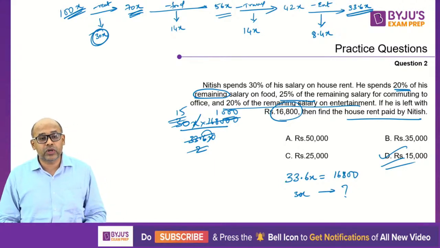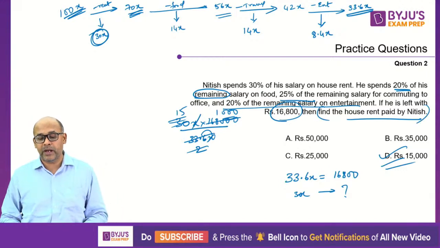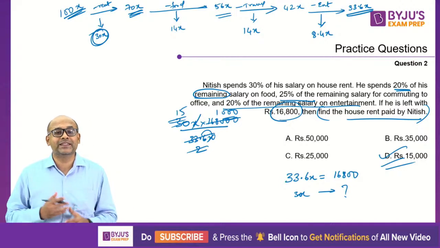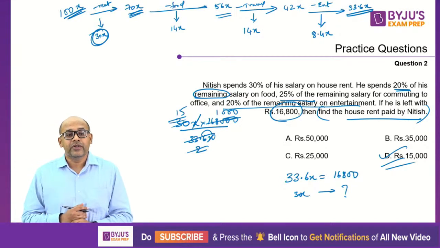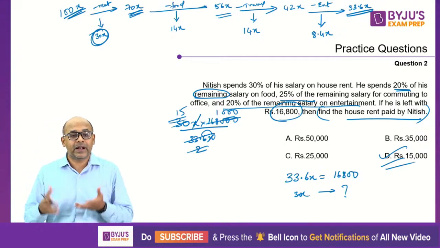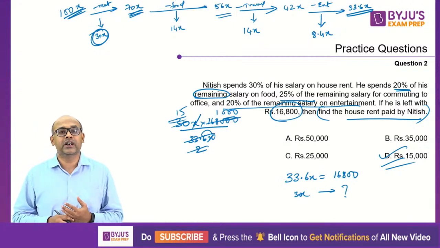Yes, 50,000 is the total salary, Tarun, but that is not what is asked. They are asking you to find the house rent paid by Nitish. So you have to be very careful. You calculated something which is not necessary, Tarun. It means you have done the calculation correctly, but you did not notice what has been asked. So all your effort is wasted.